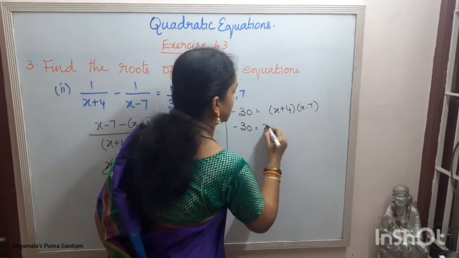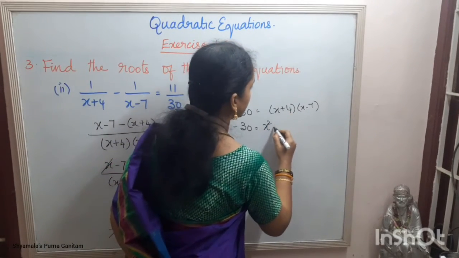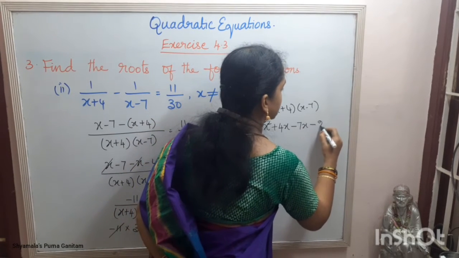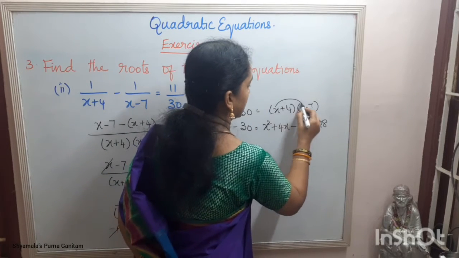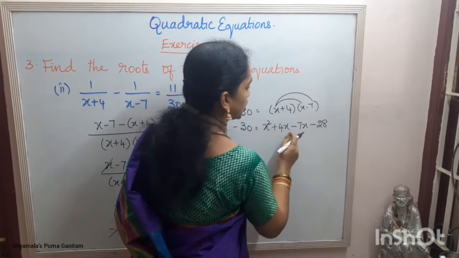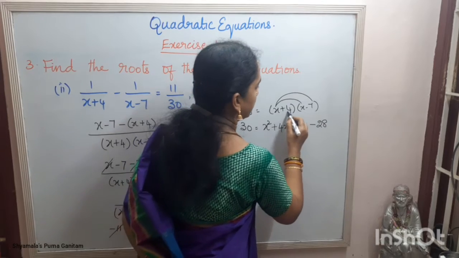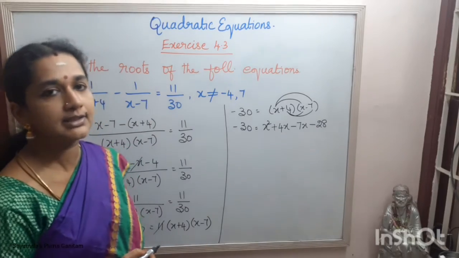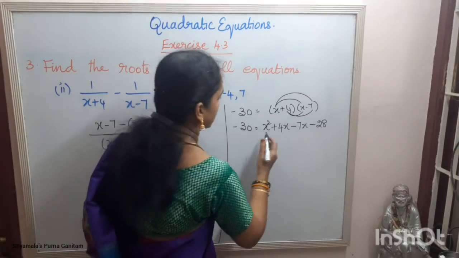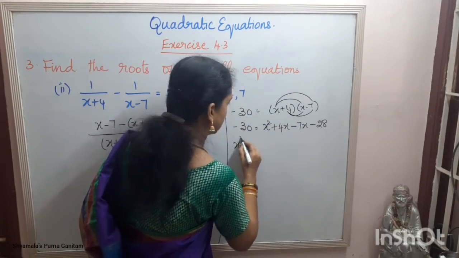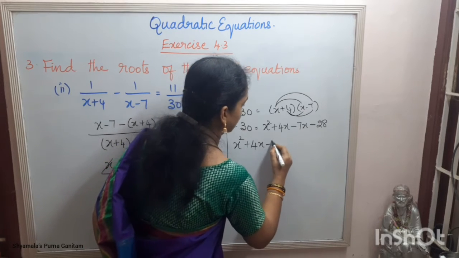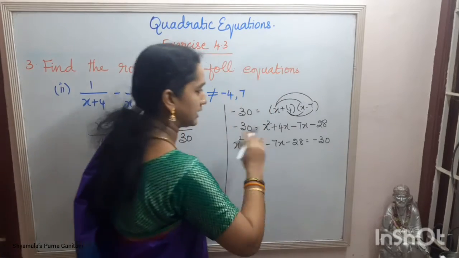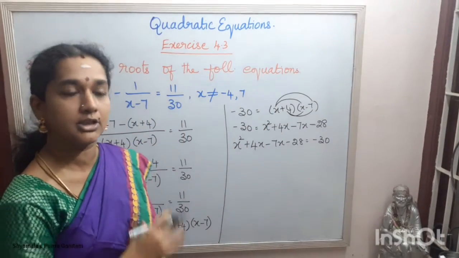So when you simplify this, you will get x squared plus 4x minus 7x minus 28. So x into x is x squared, then x into minus 7 is minus 7x, then 4 into x is 4x, 4 into minus 7 is minus 28. Now I am bringing the whole thing this side. So x squared plus 4x minus 7x minus 28. For my convenience, I am writing it like this, just interchanging LHS and RHS.